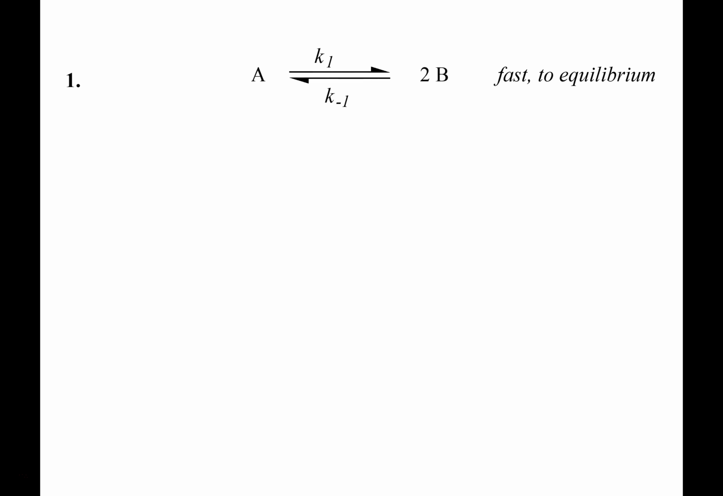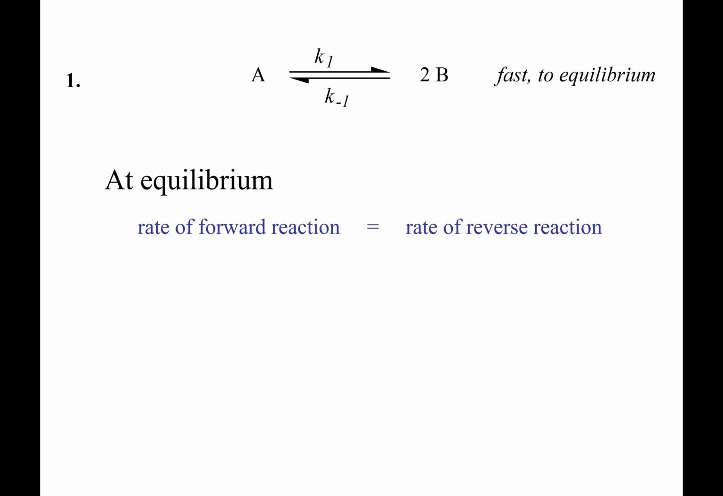So if we look at the first elementary step, kind of do what we did before, the rate in the forward direction is equal to the rate in the reverse direction. The rate in the forward direction will just be K1 times the molar concentration of A. The rate in the reverse direction will be K minus 1 times the molar concentration of B raised to the second power.